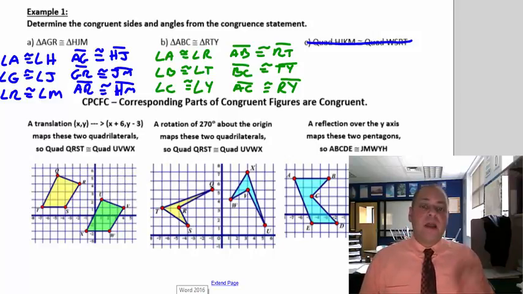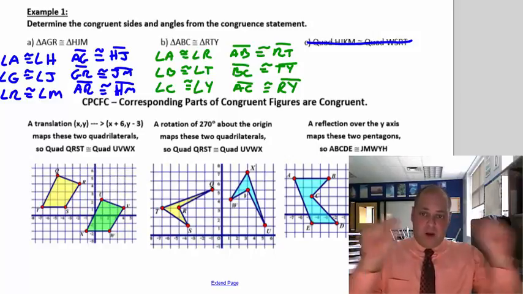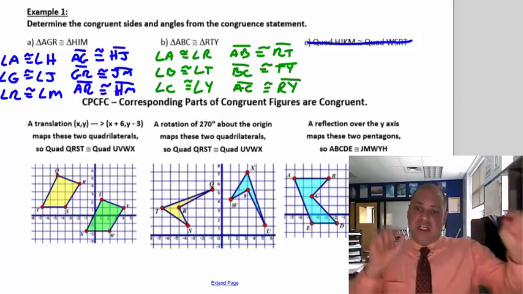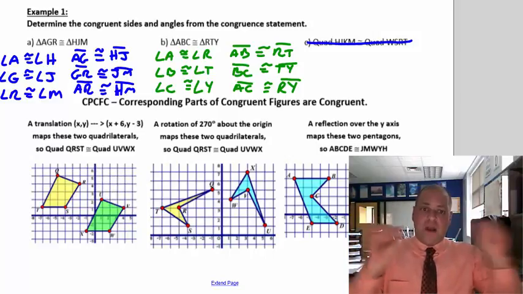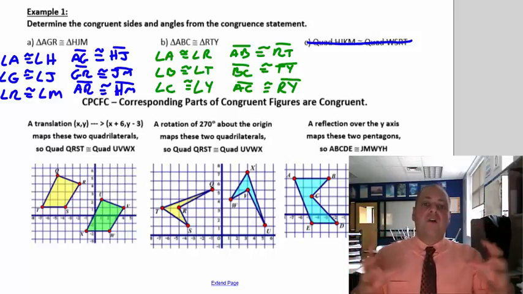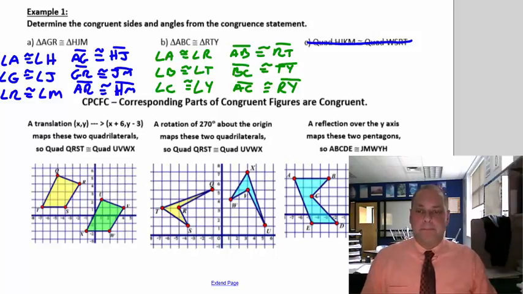CPCFC. Corresponding parts of congruent figures are congruent. That's basically what we just talked about. The corresponding parts, the A and the H, the G and the J, right? The corresponding parts of those congruent figures are congruent.